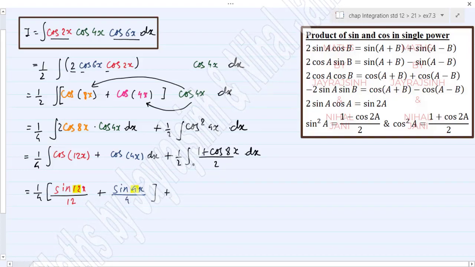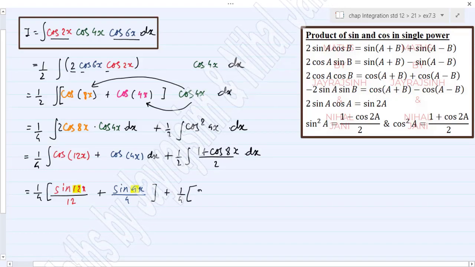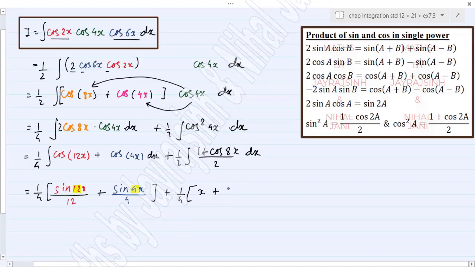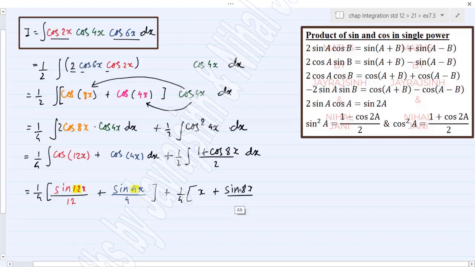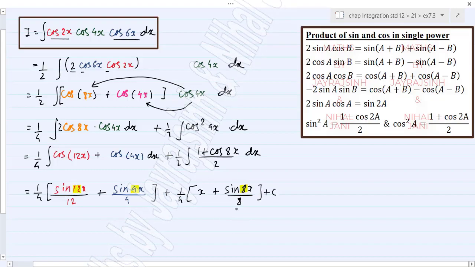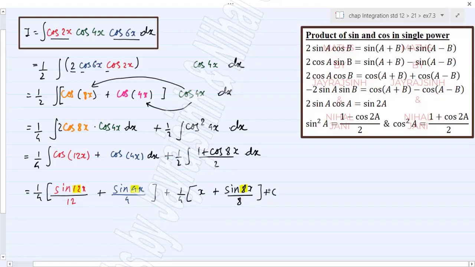Now, in the second term, 1 by 2 will become 1 by 4, and integration of 1 will be x, plus integration of cos 8x will be sine 8x upon the coefficient of x, or we can say 8, plus c. You can further simplify and we will accept this as the final answer. Ta-da!